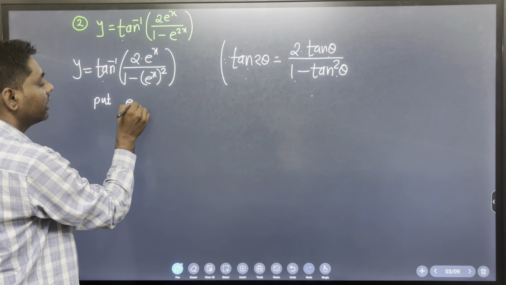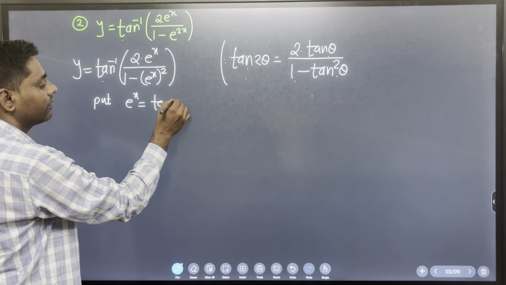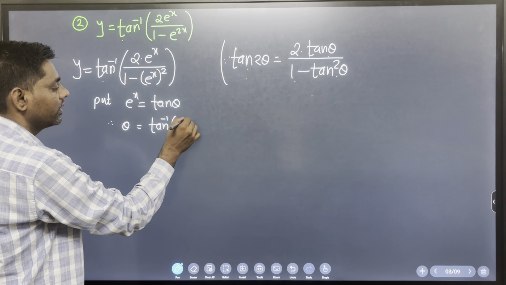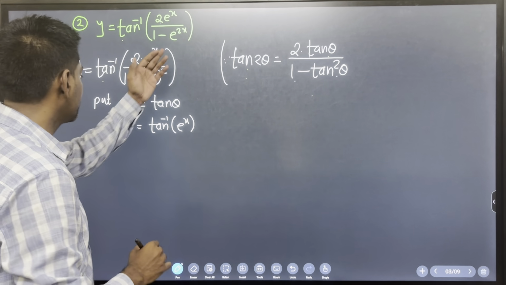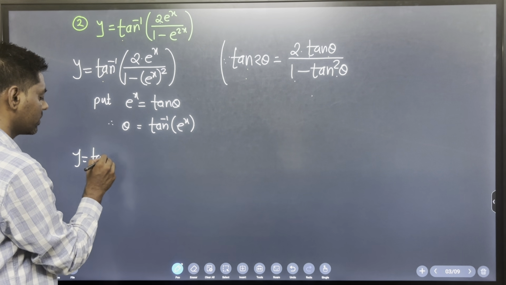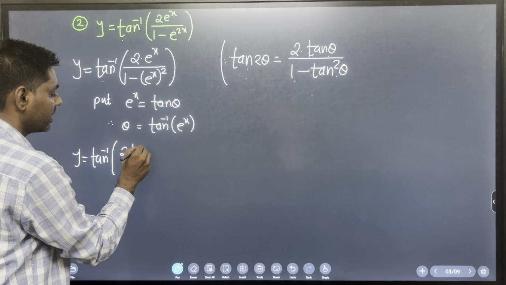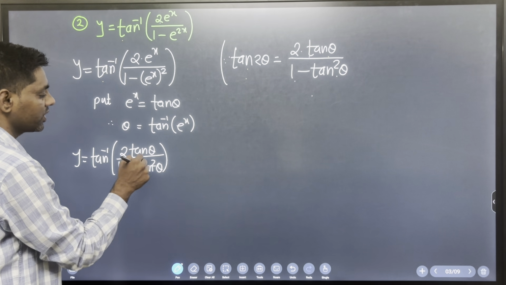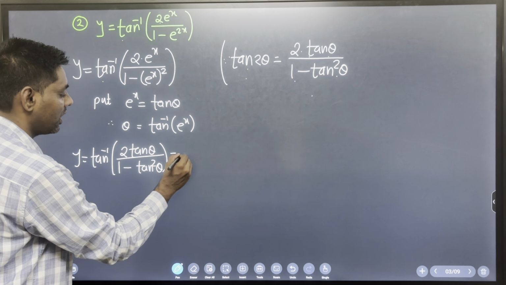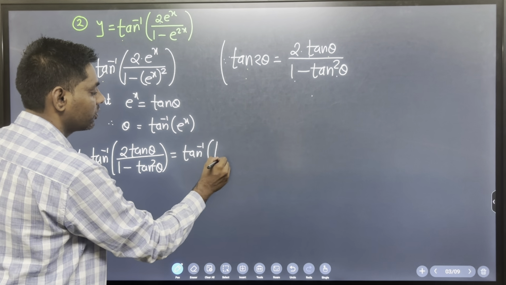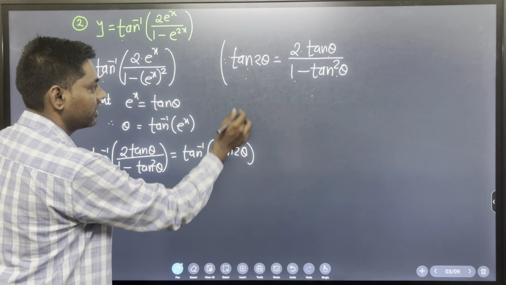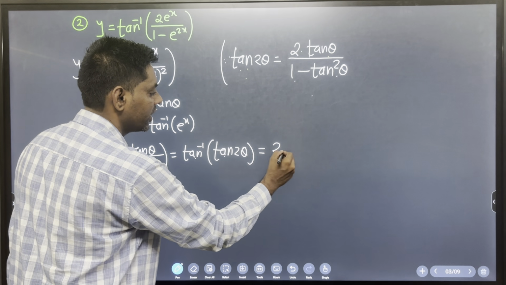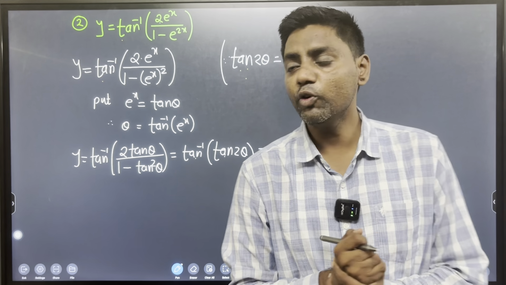So here we put e raised to x equal to tan of theta. So therefore, what is the value of theta? The value of theta is tan inverse of e raised to x. And after substitution we get y equal to tan inverse of 2 tan theta divided by 1 minus tan square theta. We simply replace e raised to x by tan theta, and this is the formula of tan of 2 theta, the multiple angle formula in terms of tan. So here tan inverse and tan get cancelled. This is the property of inverse trigonometry. Only 2 theta remains, and we have to solve the derivative.